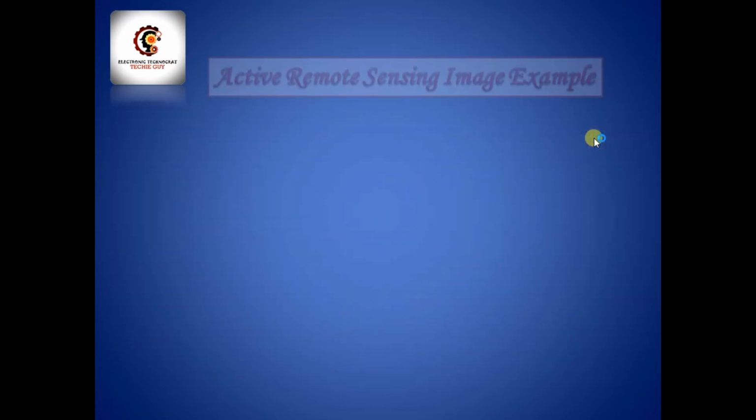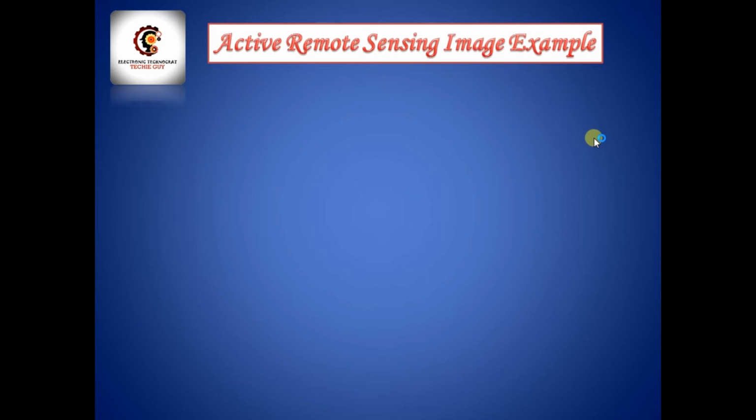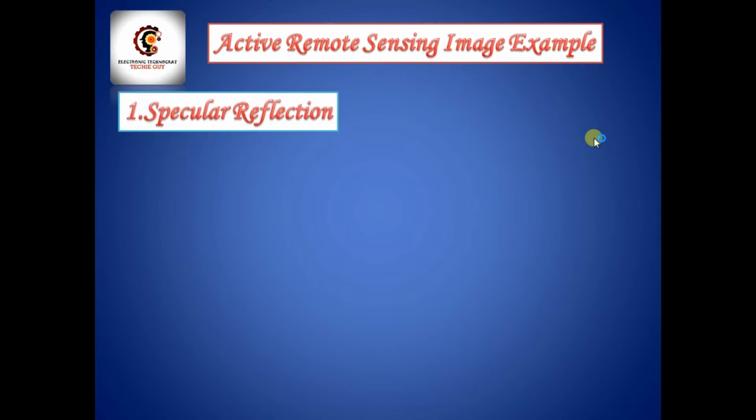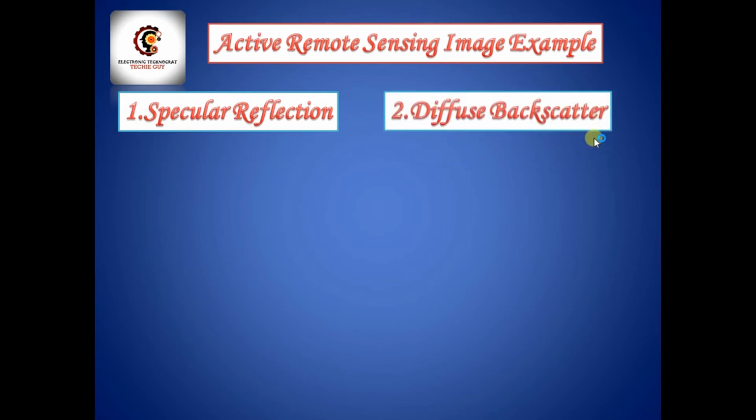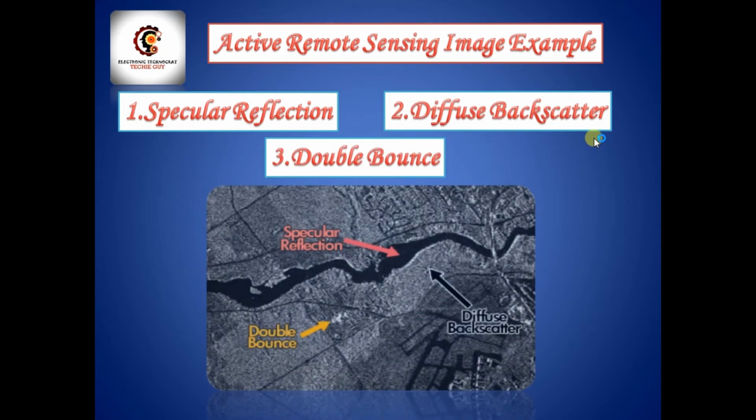Alright, so let's go on to example number 2. This example will be an active sensor remote sensing image example. In this we will be learning specular reflection, diffuse backscatter and double bounce. As you can see, there is an image here. This image is called a synthetic aperture radar image. A long name, isn't it? Don't worry about it. Just take it as a simple radar image of a place.